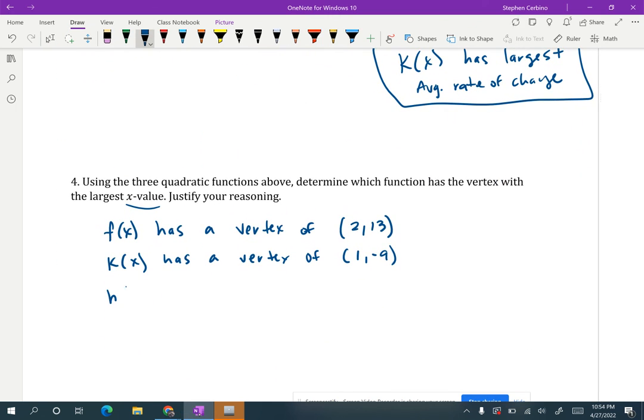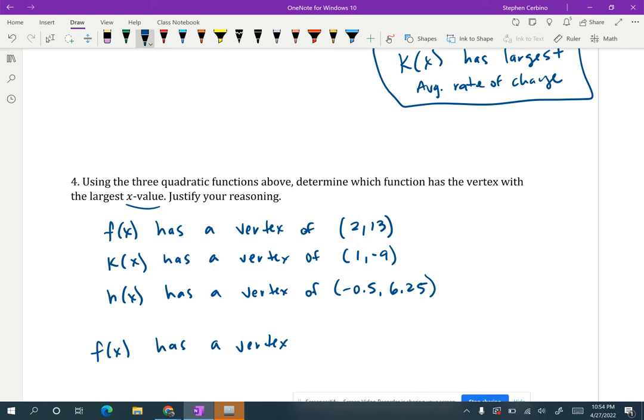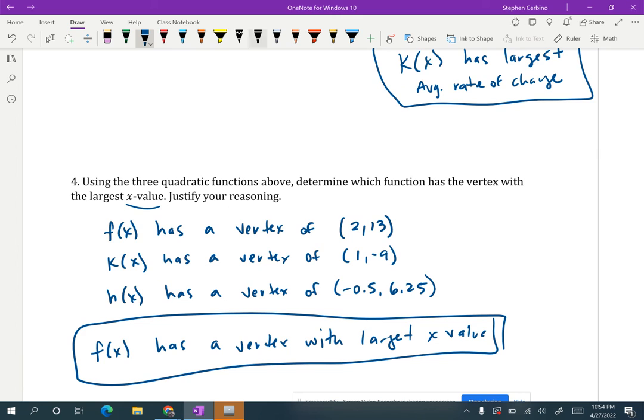So h of x has a vertex of (-0.5, 6.25). So which of these has the largest x value would be f of x, because that x value is the largest. Looking at just these x values here, here, and here, 2 is the biggest number.